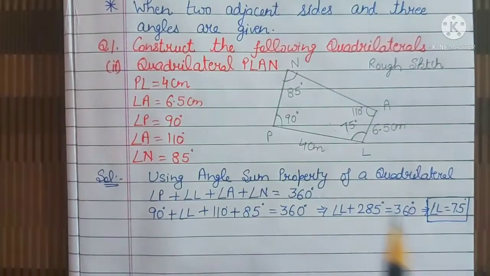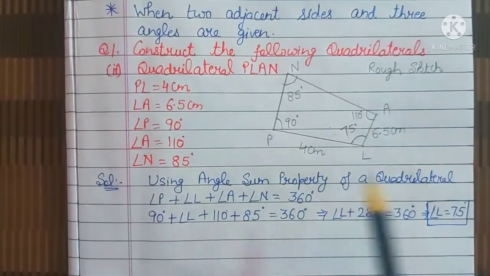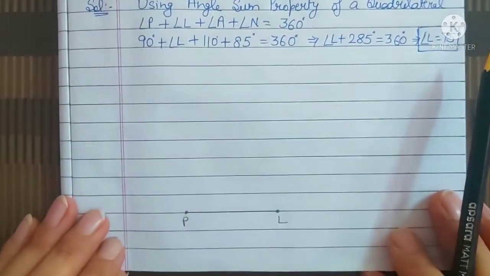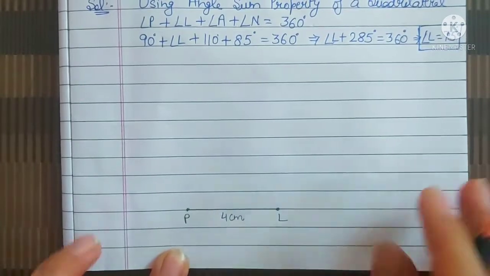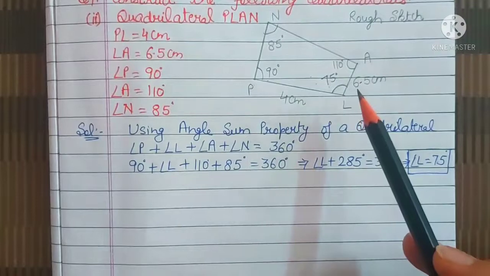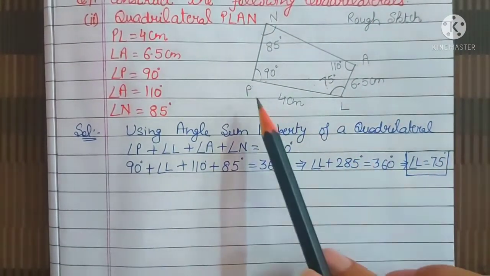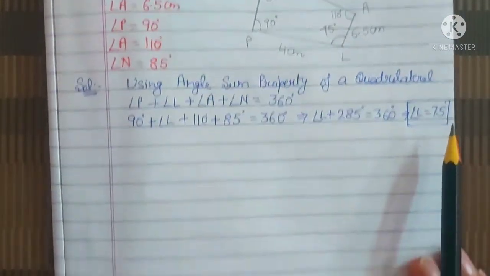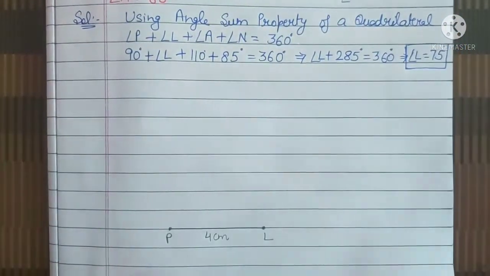It's your choice, students. You can take PL as base or you can also take LA as base. I am taking PL as base. So first of all, I'll draw a line PL which is 4 cm. As you can observe, angle P is 90 degrees and angle L is 75 degrees. So at point P we will draw an angle of 90 degrees and at point L we will draw an angle of 75 degrees.